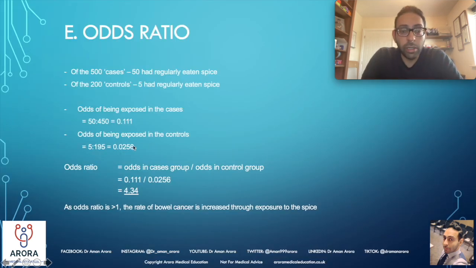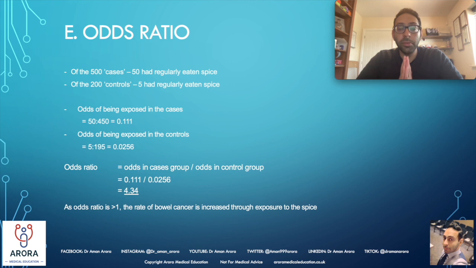Now, you've got two individual odds. Now you've got to calculate the odds ratio. So it's the odds in the cases group divided by the odds in the control group. So 0.111 over 0.0256, which gives you the 4.34, which is the answer that we just mentioned, option E. As the odds ratio is greater than 1, this is telling us that the rate of bowel cancer is increased through exposure to the spice based on those numbers.